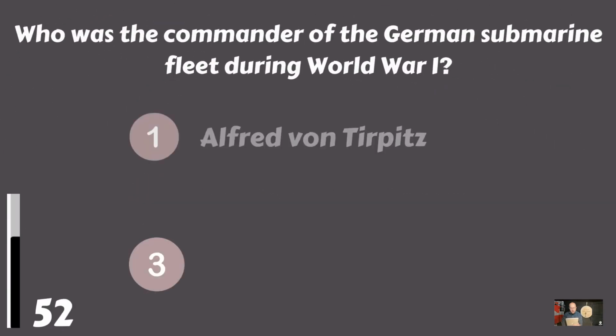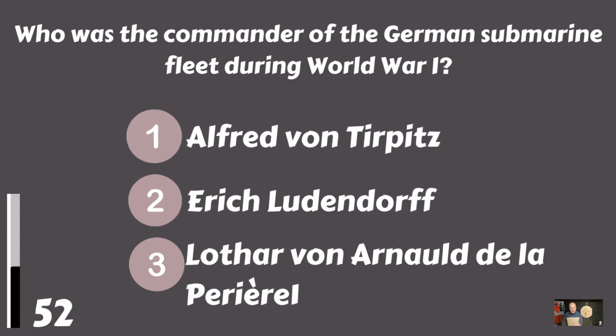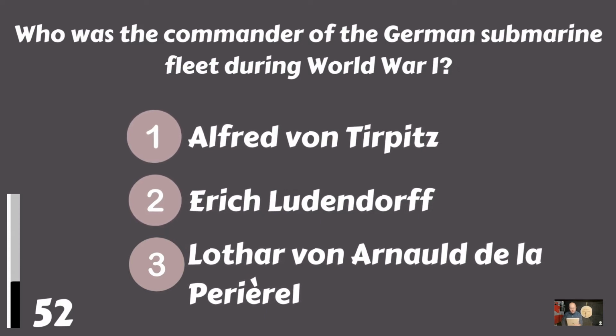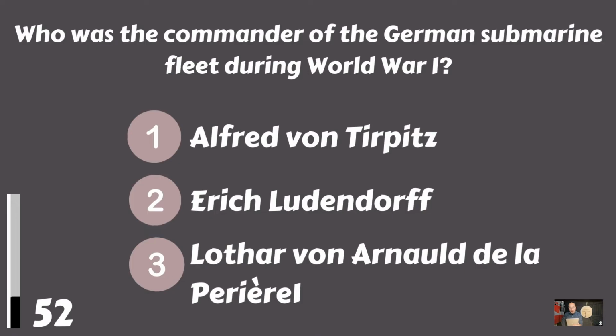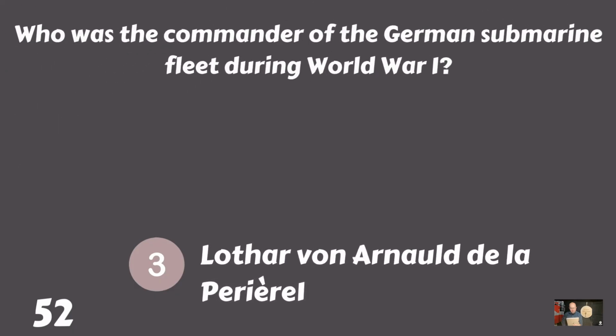Who was the commander of the German submarine fleet during World War I? Alfred von Tirpitz, Erich Ludendorff, or Lothar von Arnauld de la Perière? The German submarine fleet, Lothar von Arnauld de la Perière.